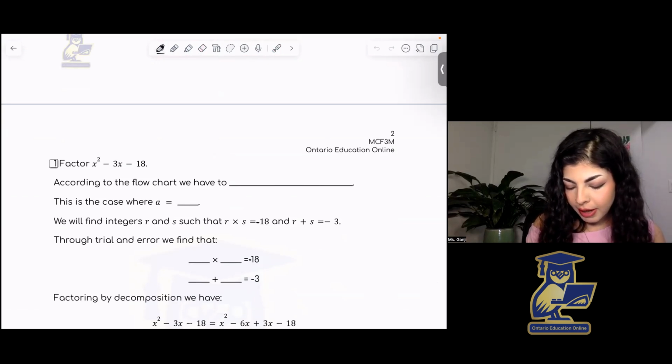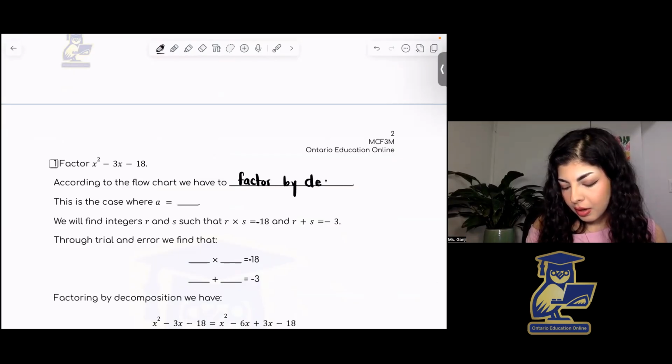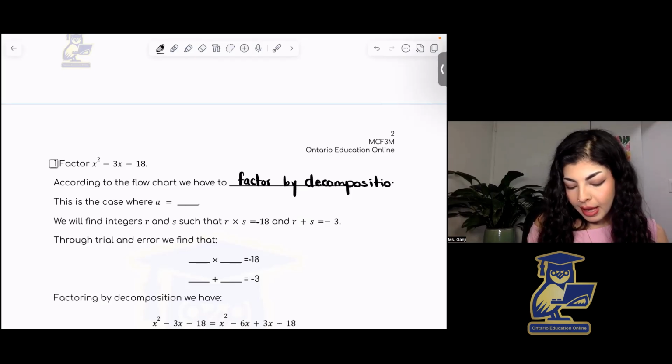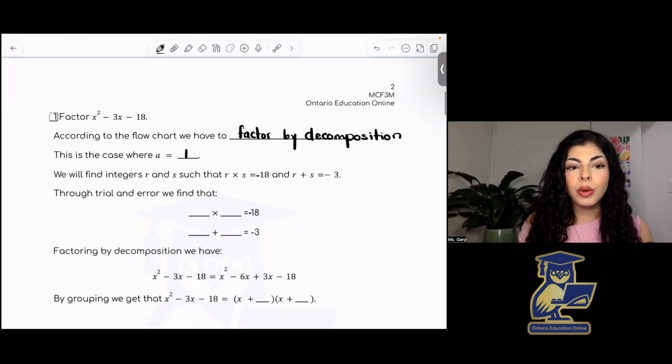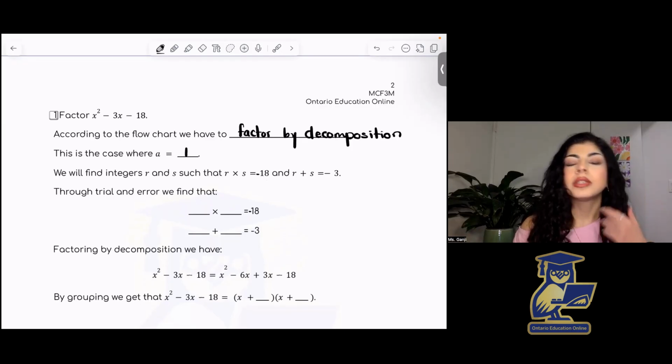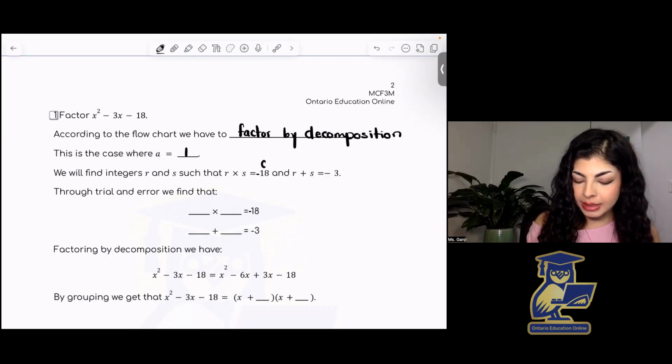So factor by decomposition. And this is the case where a equals 1. So we want to find integers r and s so that the product is negative 18 and their sum is negative 3. And if you remember, this is c and this is b.